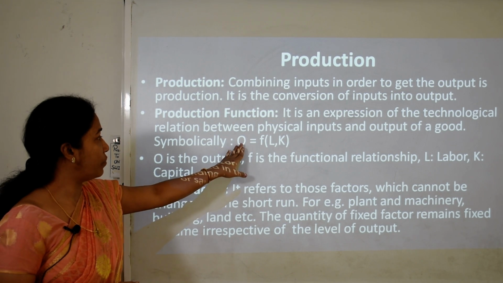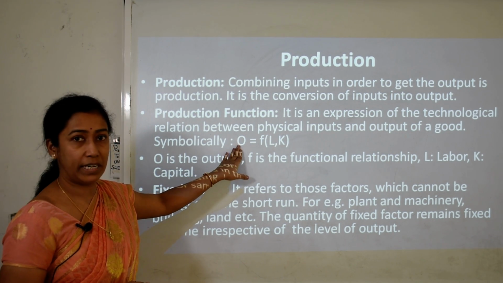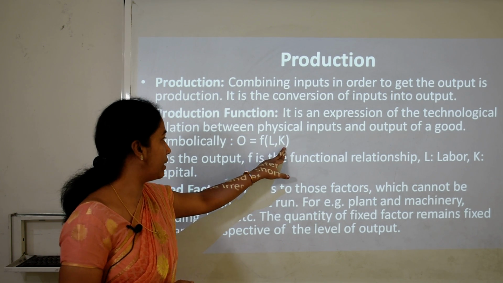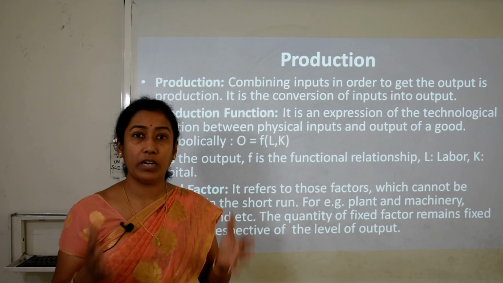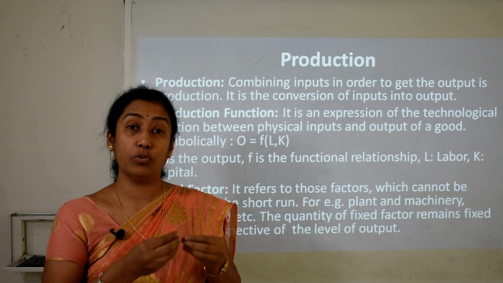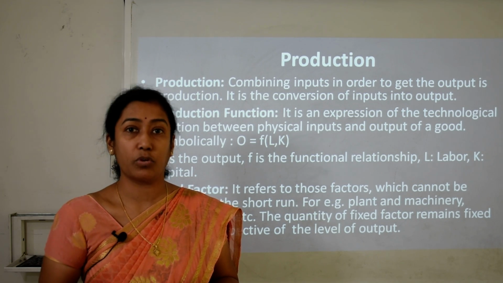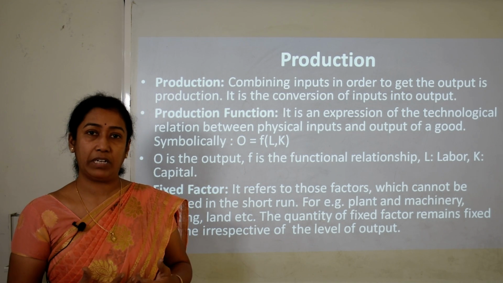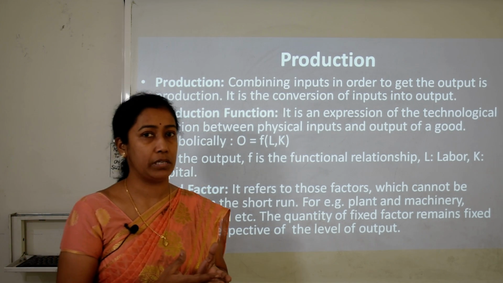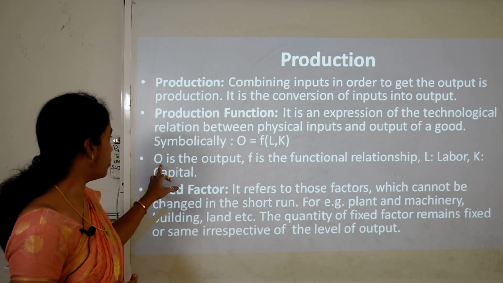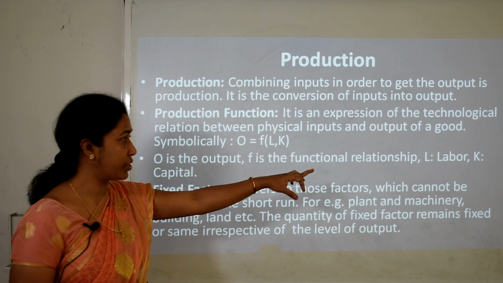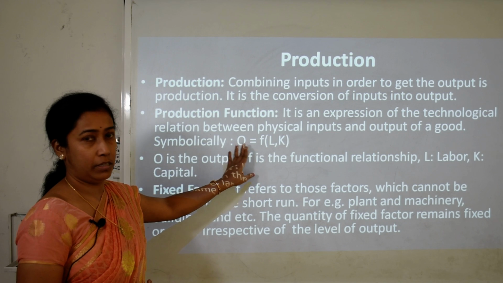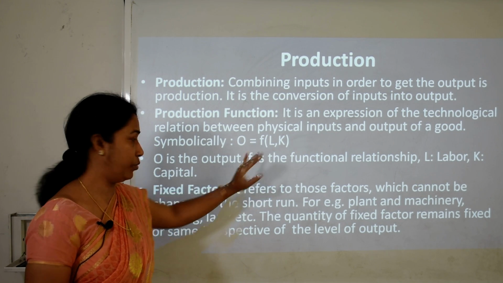Symbolically, we can write the production function as O equals F of L and K, where O stands for output, F for functional relationship, and L and K are labor and capital. We need to use capital, which is used for investing in the business, to start the business or for the production process, and labor we require for the physical activity by which laborers or employees convert input to output. So O is the output, F is the functional relationship, L is labor and K is capital. This is the symbolic expression of output or production.